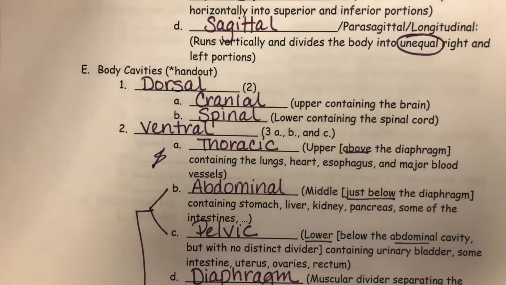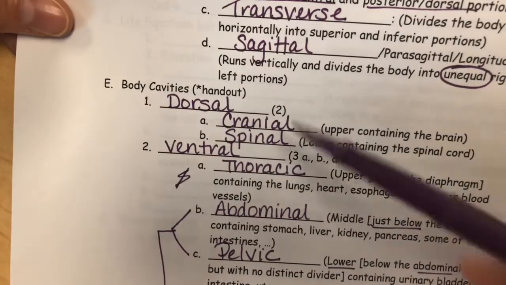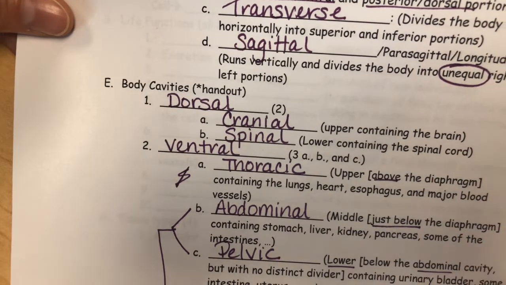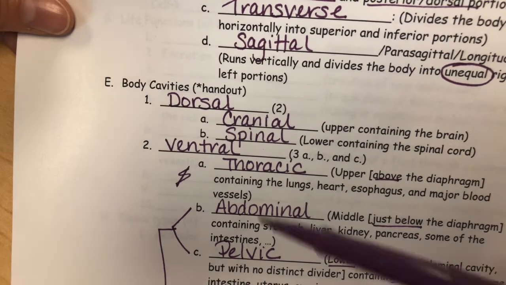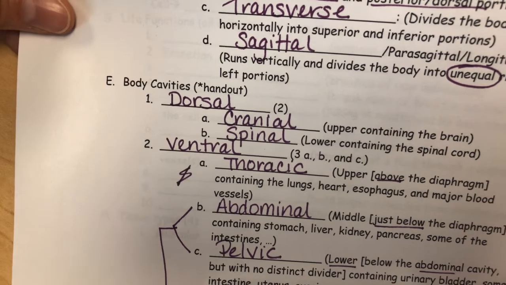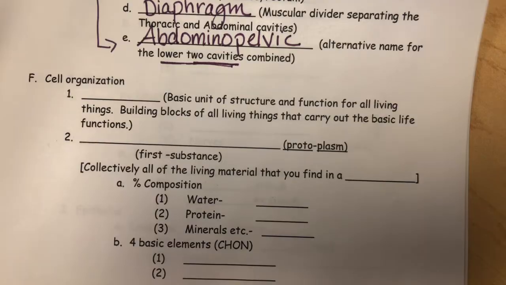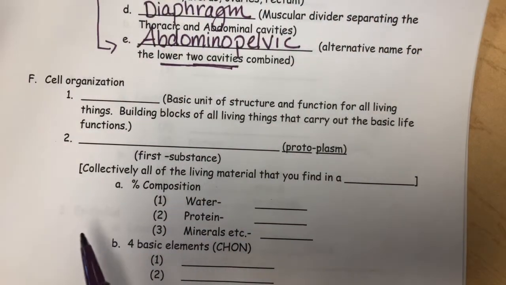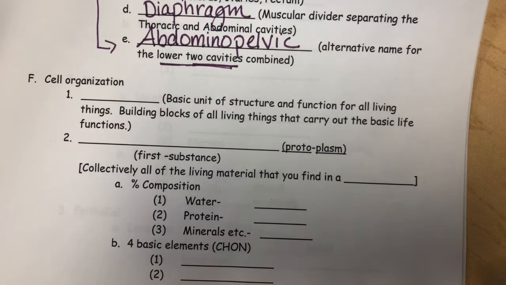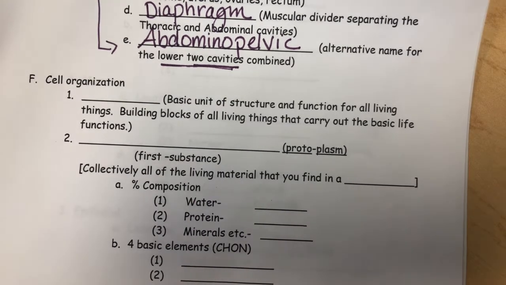Okay, so we left off in class with you guys filling in the body cavities based upon the body cavity picture that we had talked about. So we're going to move on to cell organization. We've got a lot of vocabulary going on, and now we're going to look at building the body up from the smallest to the largest.